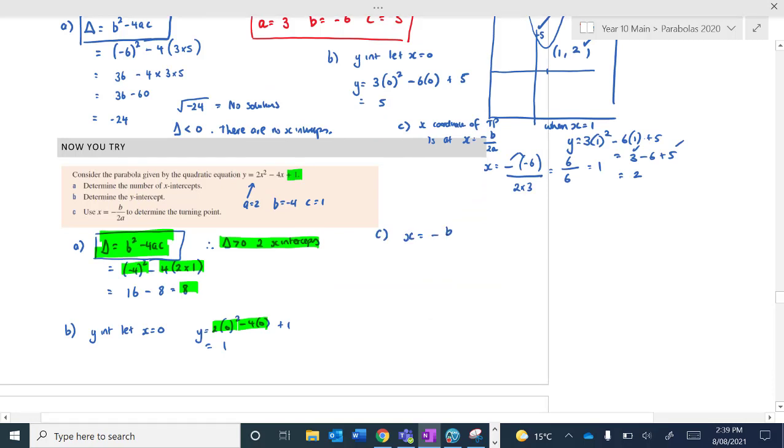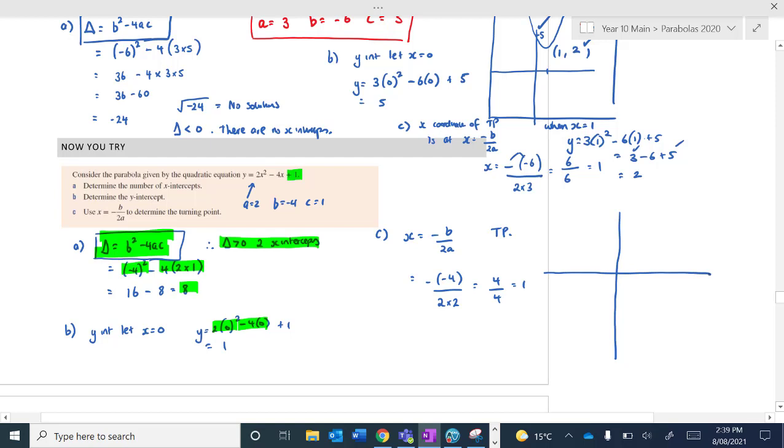X is equal to minus b on 2a. That's going to be the x part of the turning point, and the turning point is going to be minus b, which is minus 4 on 2a. 2 times 2, that's going to be 4 on 4, which is 1. So now if I was to do my sketch, we can hopefully see that, yes, there are 2 intercepts.